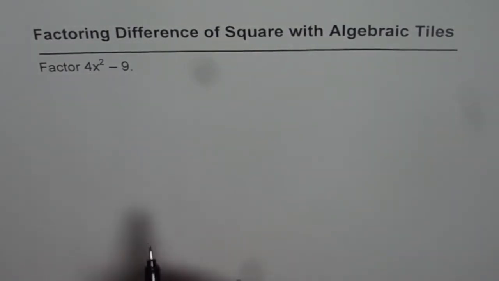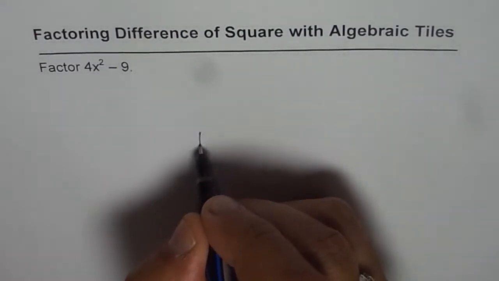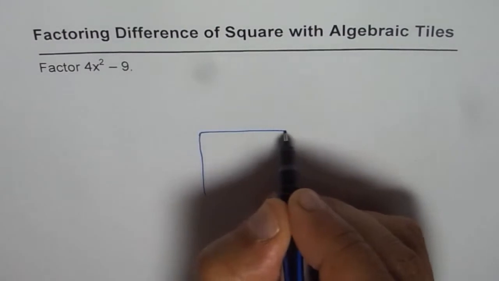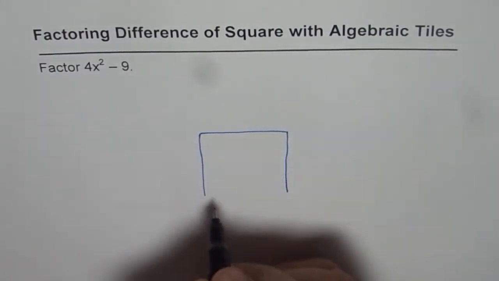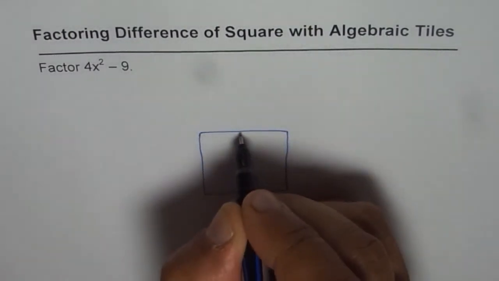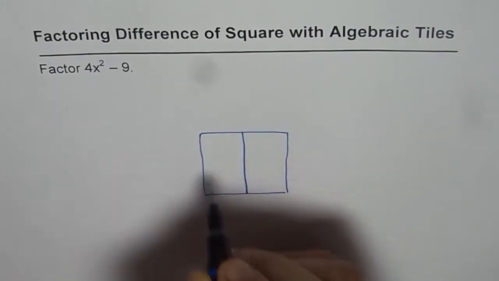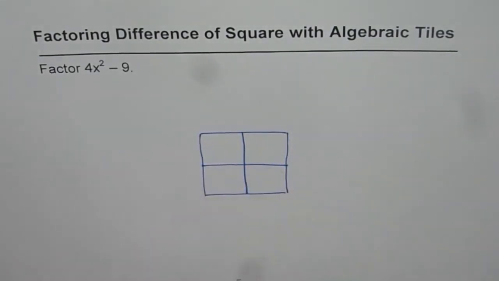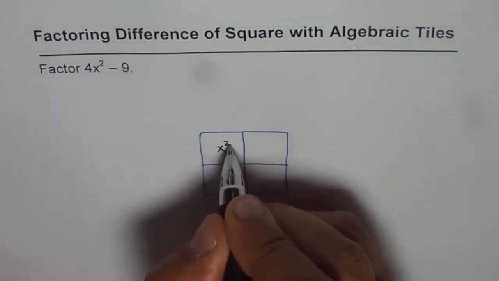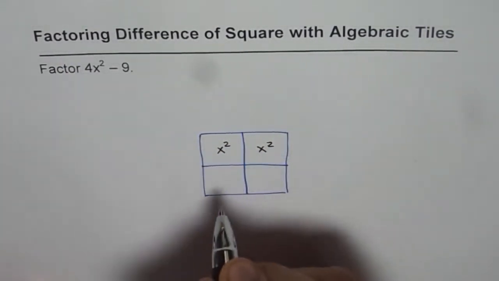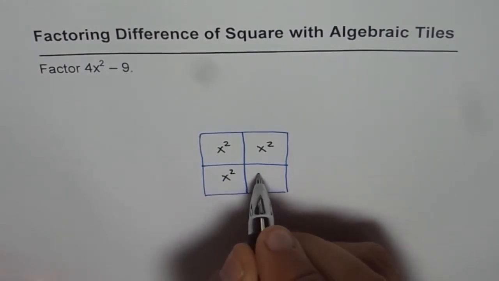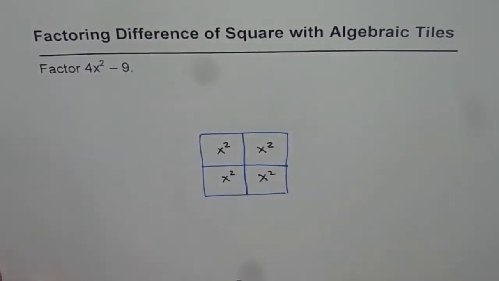Now we have a choice. It is 4x squared, so it can make a perfect square. So let's arrange the 4x squared tiles in the form of a square. So that is the 4x squared, correct? So we have 4 x squared tiles placed to form a square.